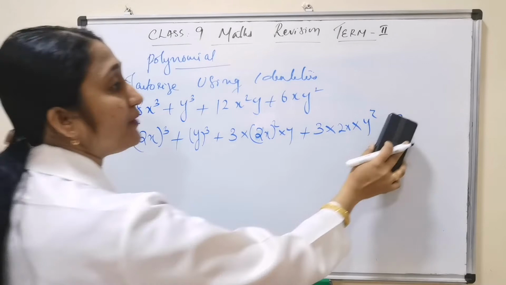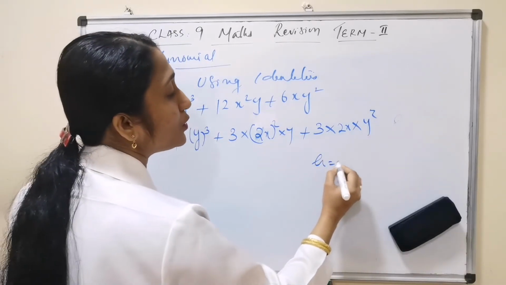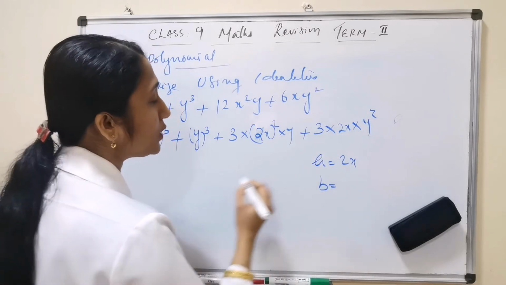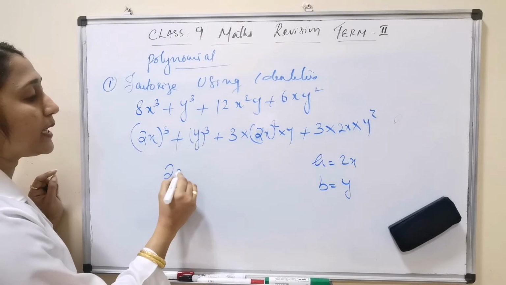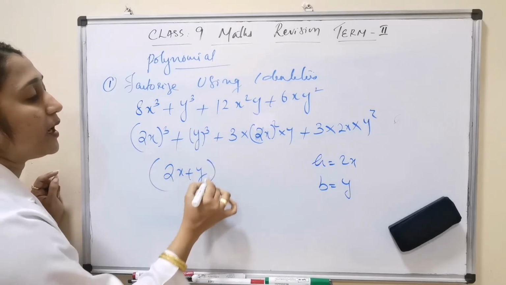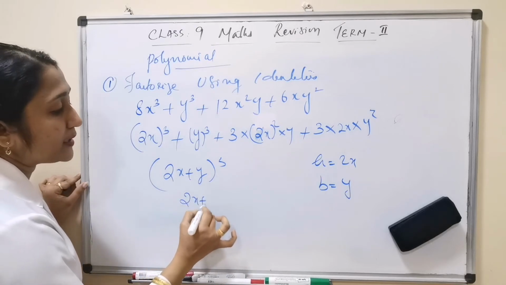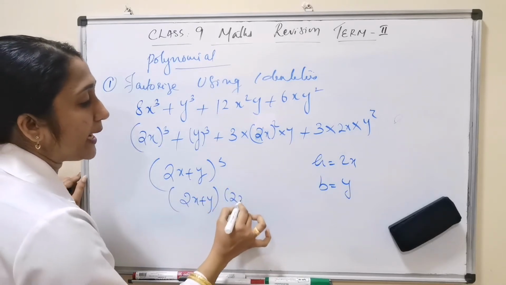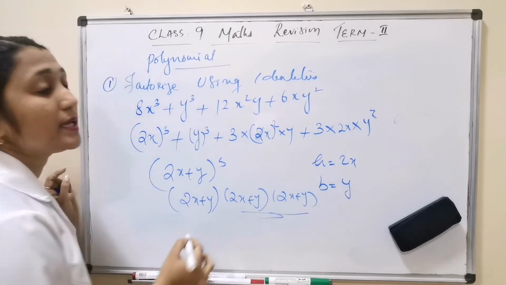So from that we can identify what this is. Here a is equal to 2x and b equal to y. So we can rewrite as 2x plus y the whole cube. So what are the factors? 2x plus y into 2x plus y into 2x plus y. So these are the factors.